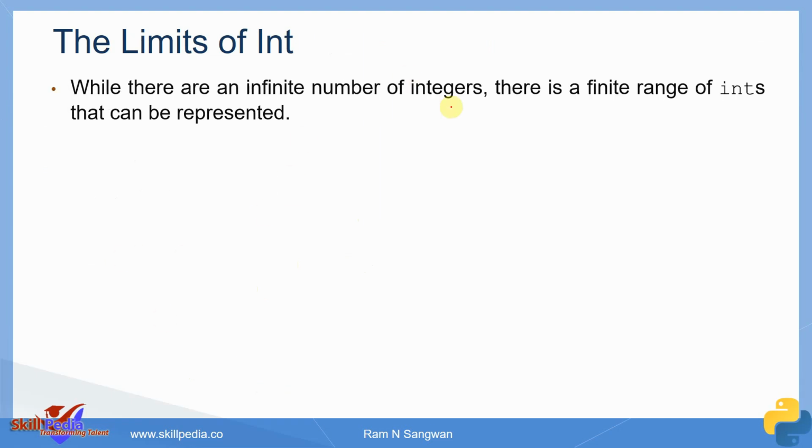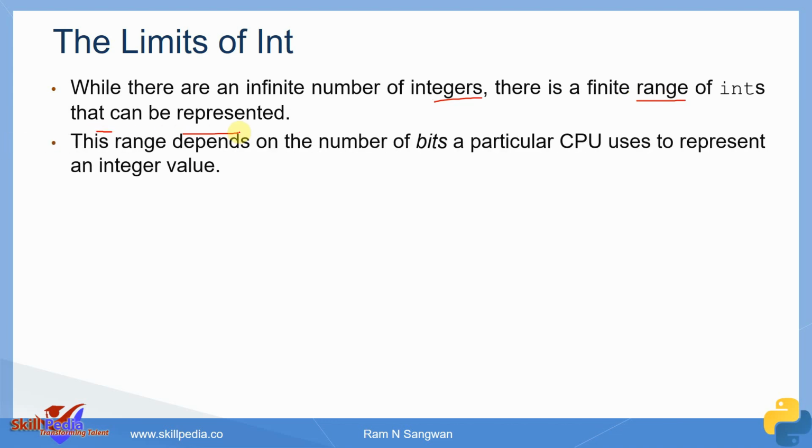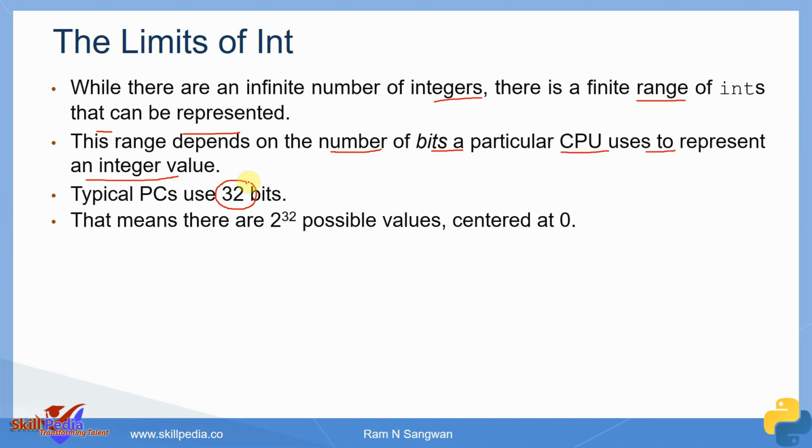While there are infinite numbers of integers, there is a finite range of integers that can be represented. We need to understand this part. This range depends on the number of bits a particular CPU uses to represent the integer value. Typical PCs use 32 bits. They use 64-bit processors now. 32-bit PCs were available until 5 years back. But now every system we use is 64-bit.